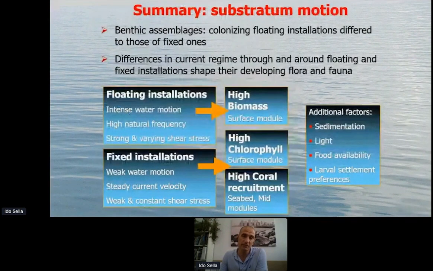And just summarizing everything, we need to understand that we have a completely different environment, and those different hydrodynamic forces are actually dictating the biology that develops on the structure. And it needs to be taken into account when we go into what we call ecological engineering of different structures. We need to identify key species, we need to identify the ecological targets, and see how we can incorporate those aspects into the structure.